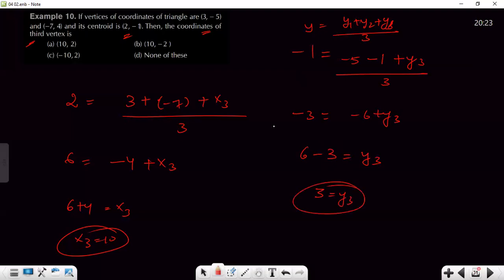So the coordinate comes out as plus 10 and plus 3, which is not matching with any of our options. First, let's recheck. Otherwise, the correct answer can be D also.